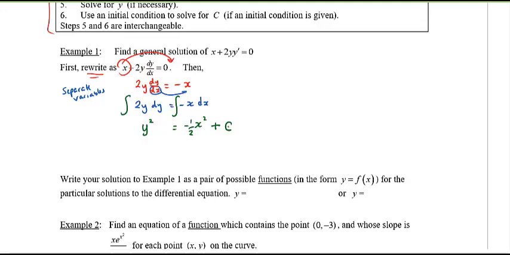Alright? Now, this is good. Okay? y squared equals negative 1/2 x squared plus c. But usually you want to solve for y. Okay? So, wait, I should go back. Separated variables, yes, this step was integrate both sides. Okay? Both sides separately. And then don't forget plus c. Don't forget.